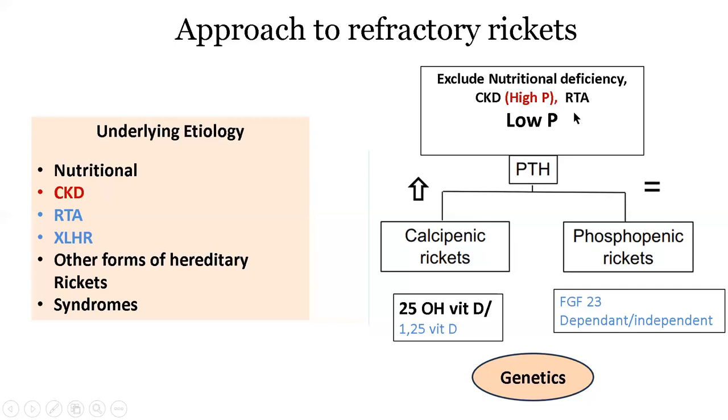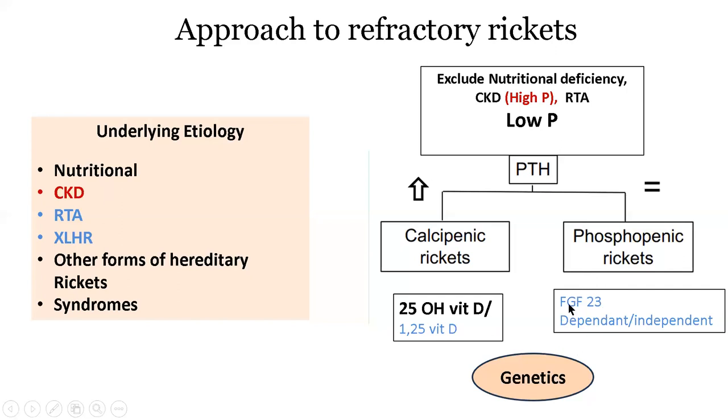When there is a low phosphate level, go to PTH levels. If they are high, they are calcipenic rickets. If it's normal, it's phosphopenic rickets. In calcipenic rickets, we look at 25-OH vitamin D levels. And if they are low, it's nutritional. And if 25-OH vitamin D levels are by far normal, it is hereditary vitamin D dependent rickets, with some exceptions. And in phosphopenic rickets, we have to think about the FGF23 factor.